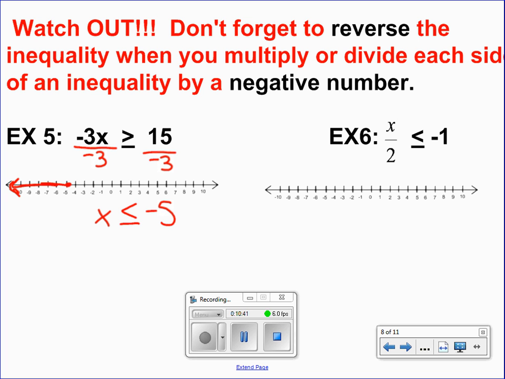In example 6, I have x divided by 2 is less than or equal to negative 1. Inverse operation is going to be multiplication. So I'm going to multiply this side by a positive 2, this side by a positive 2. X is less than or equal to negative 2. I did not reverse the inequality because I did not multiply by a negative number. So now I'm going to find negative 2. It is included, so I'm going to do a closed circle, and graph the inequality.